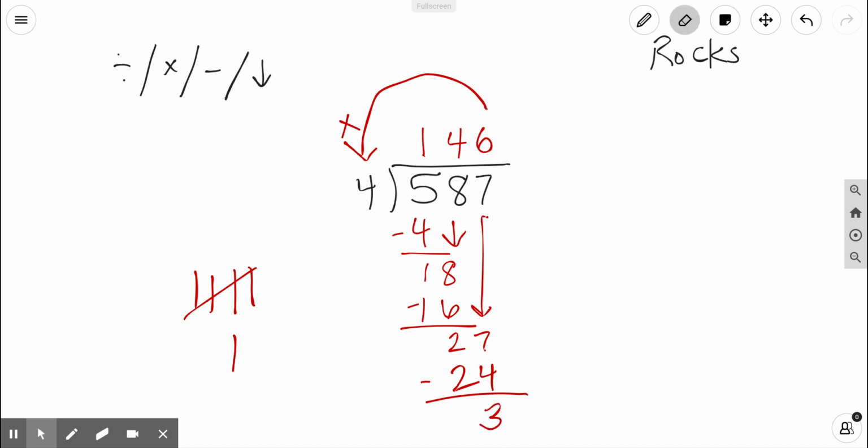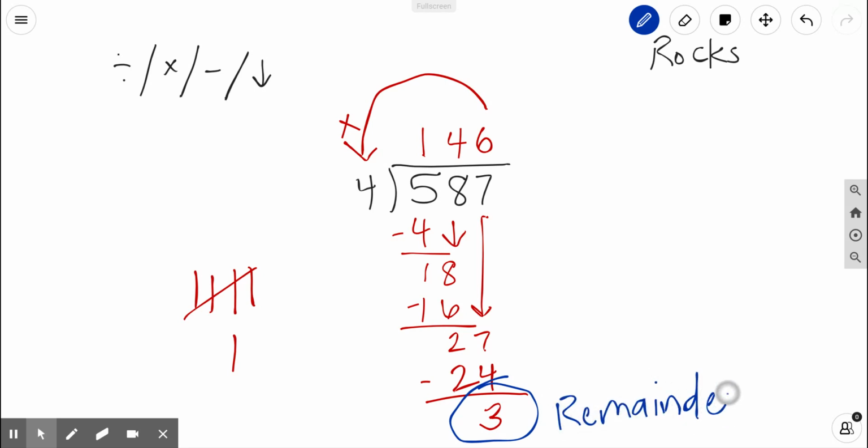Now, we have something new here, and it's the fact that there's a 3 at the bottom. What do we call this? A remainder. This is the remainder. And what that tells us is that we have some left over. So if I had 587 rocks and I put them into 4 groups, there would be 146 rocks in each group, and then there would be 3 rocks left over.